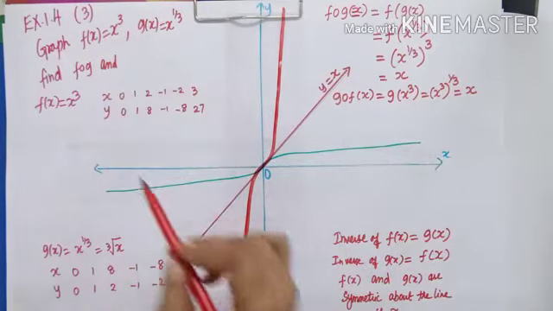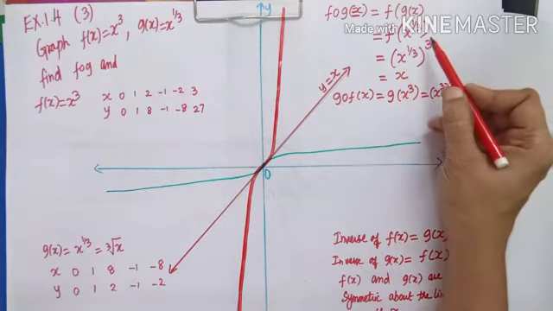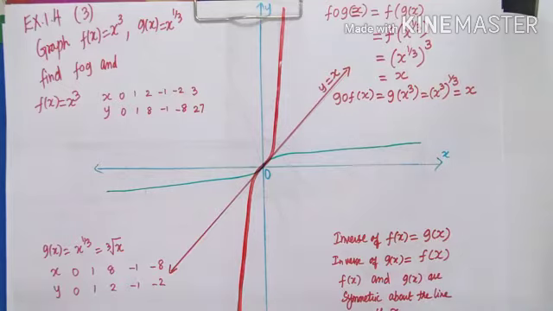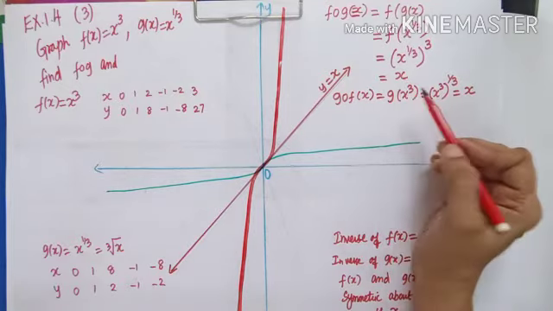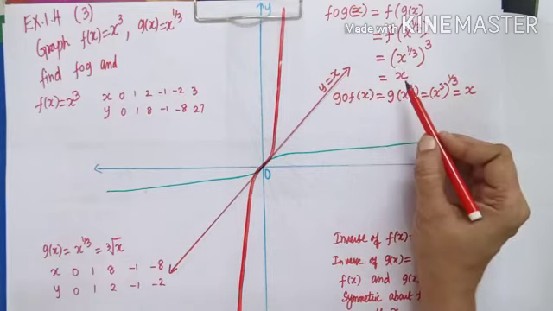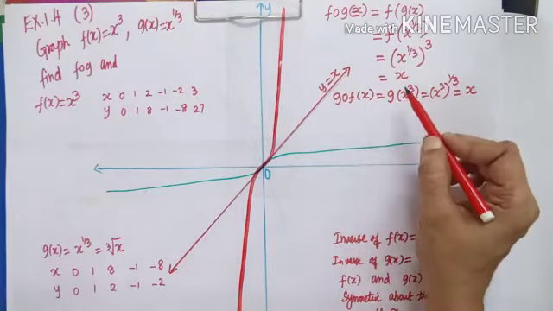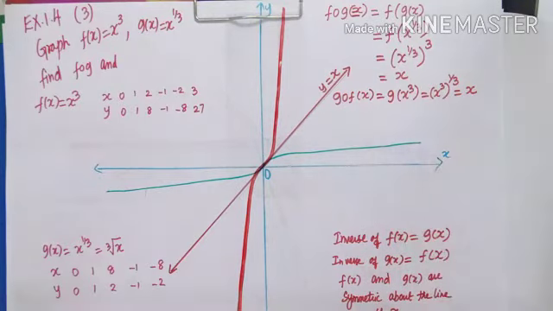The whole cube. Whatever is coming, the whole cube. So 3 and 3 will get cancelled. I am left with x. So f composition g gives me x, tells me this is I. F composition g is I. X goes to x itself.